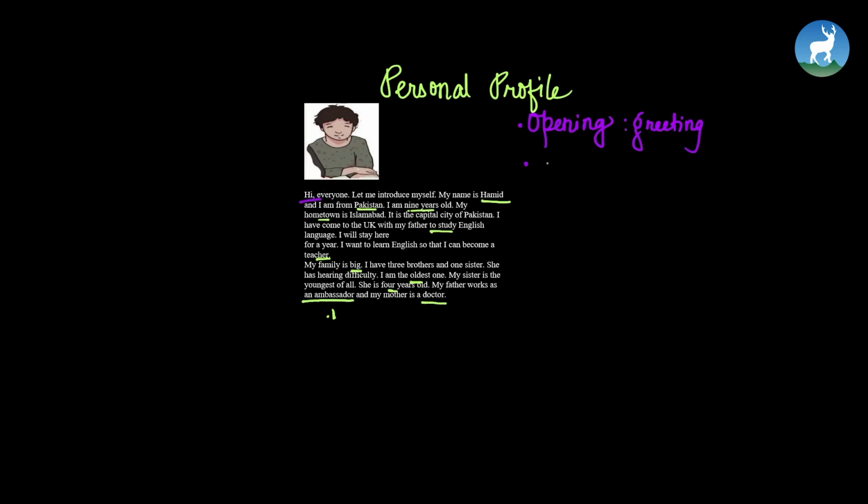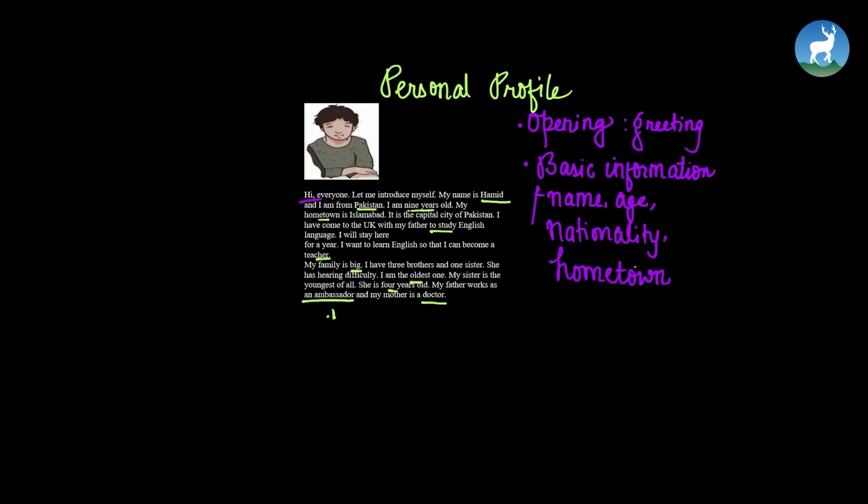The next step should be all about giving the basic information. When you are writing a personal profile, you have to start with a greeting and then move on to giving basic information. The basic information could be their name, age, what else? The nationality, what else? And hometown. Do you know what a hometown is? Hometown is the town of one's birth or early life, or it could also be one's present or fixed residence.